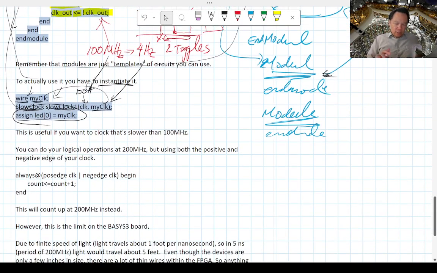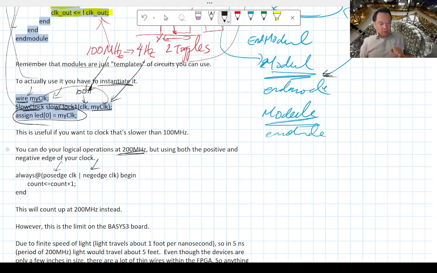You can do these logical operations at 200 megahertz, even though you only have a 100 megahertz clock, right? You can do the positive edge and negative edge. You can trigger on both edges, okay? And this is basically the technology of double data rate memory.